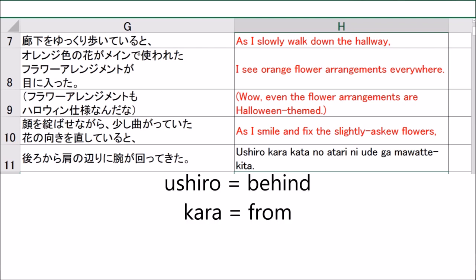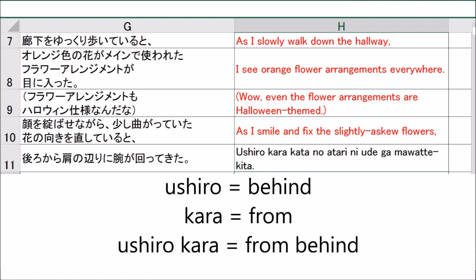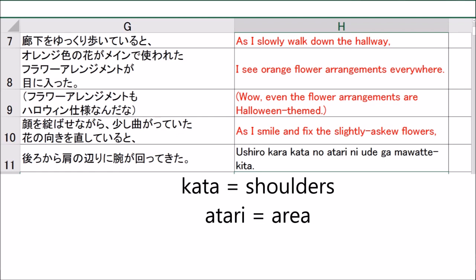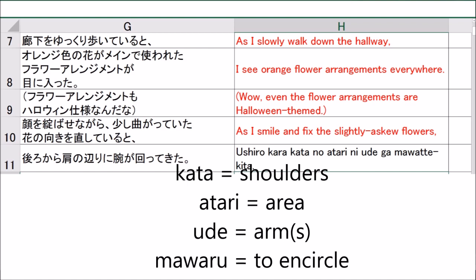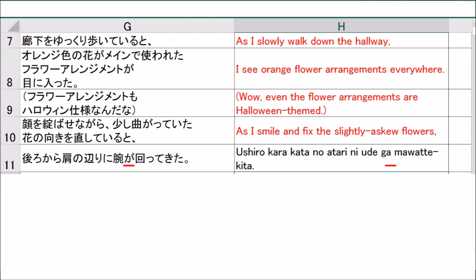Ushiro means behind, kara means from whatever word immediately precedes it, which in this case is behind, so it's actually from behind. Kata means shoulder, atari means near the area. Ude means arms, and mawaru means encircle. The particle ga comes right after the object, arms in this case, so it means arms are the thing that's encircling. For the literal translation, arms encircled near my shoulders from behind. It's technically correct, but a little confusing and not at all romantic.